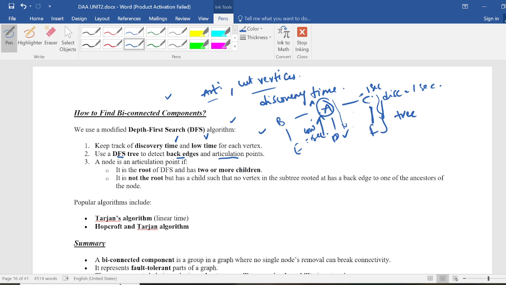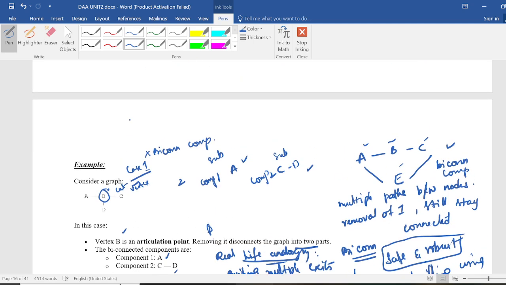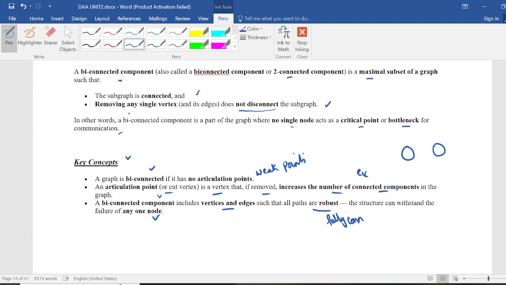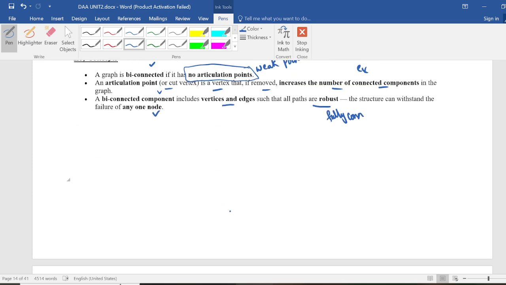So, a node is an articulation point. What is our main agenda? To find articulation points, because if there is an articulation point, it divides the graph into subgraphs or subcomponents. That should not be done. To have a biconnected graph, there should be no articulation point. As we have discussed, a graph is said to be biconnected if it has no articulation point. If we find any articulation point, it is not a biconnected graph.